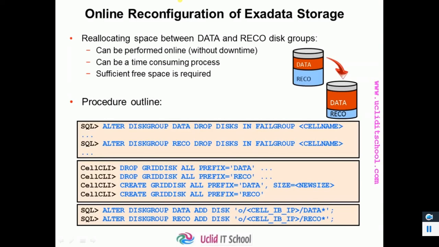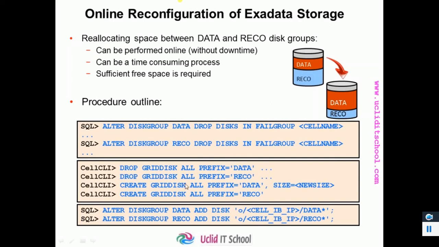Okay. So in this process, rebalance happens 2 times. First time is when you drop the grid disks from the disk group. Rebalancing will happen. So you have to wait till the rebalance is complete. You can see the rebalancing details in the V$ASM_OPERATION view. So once the rebalancing is done, then only you have to proceed with the second step.